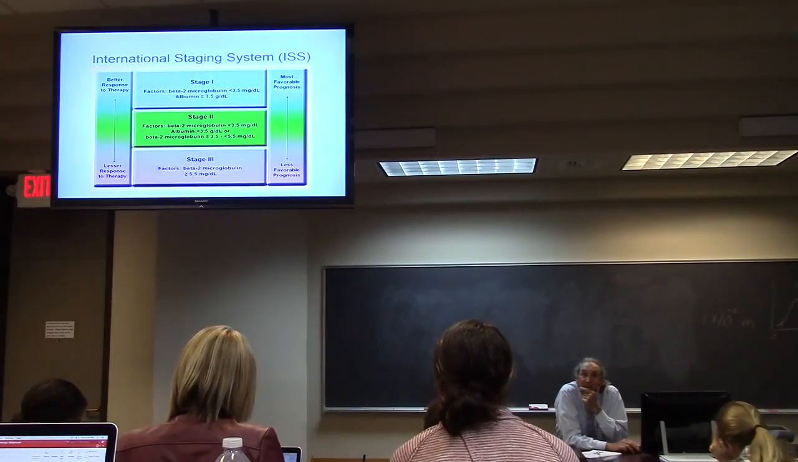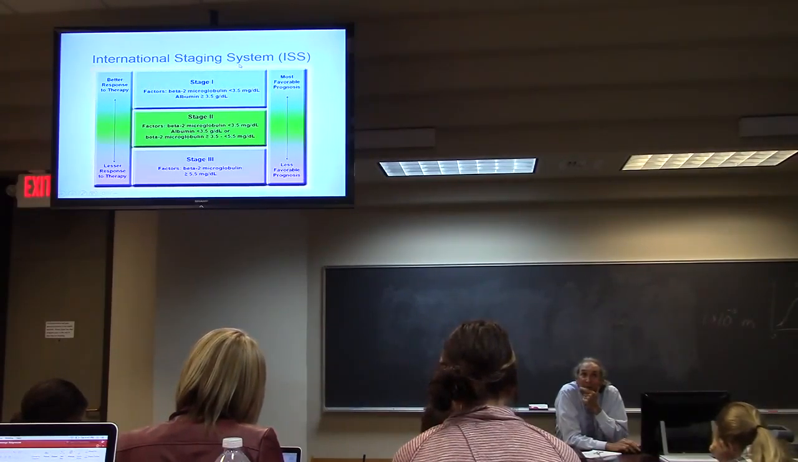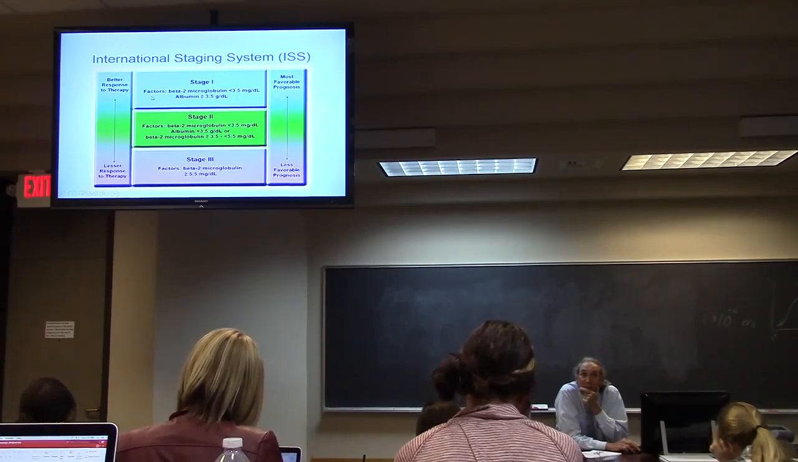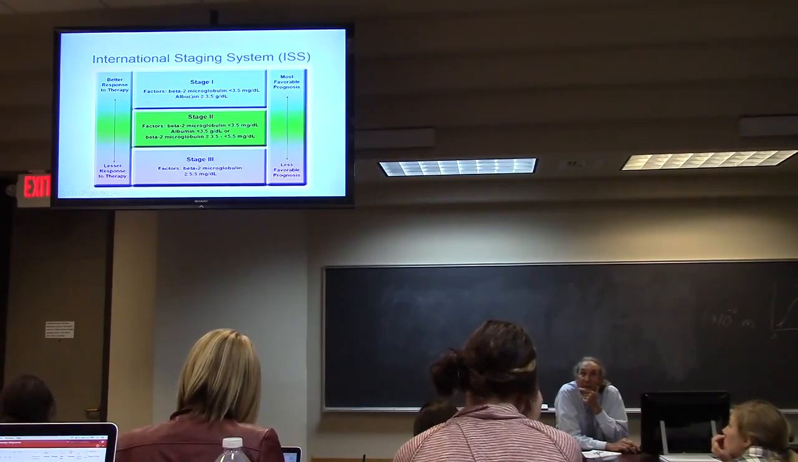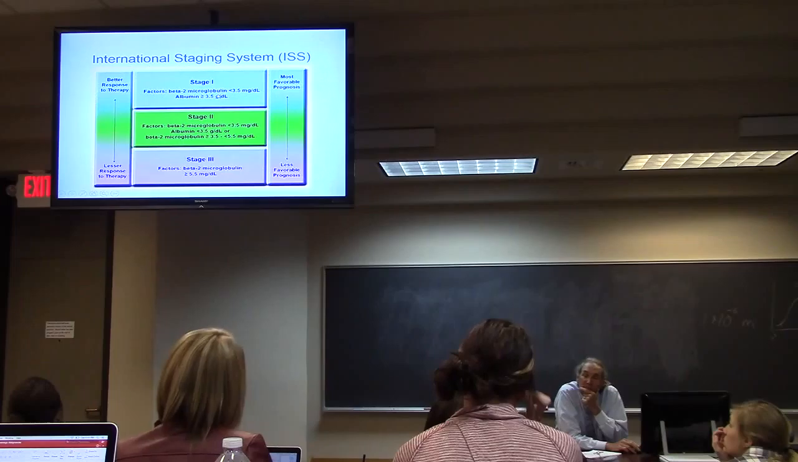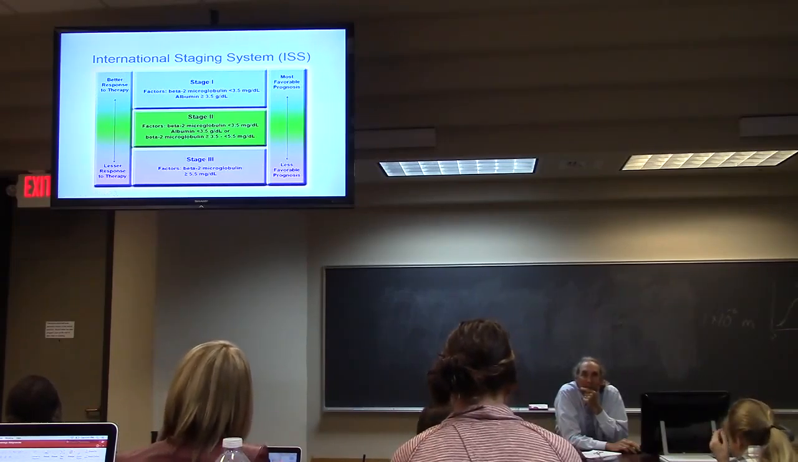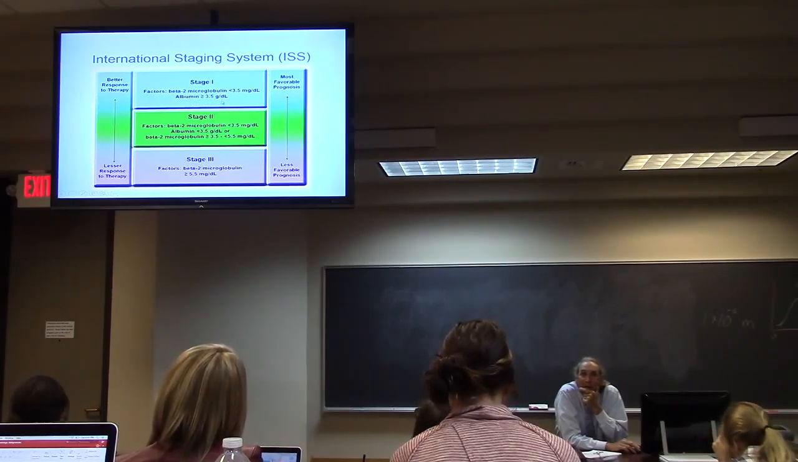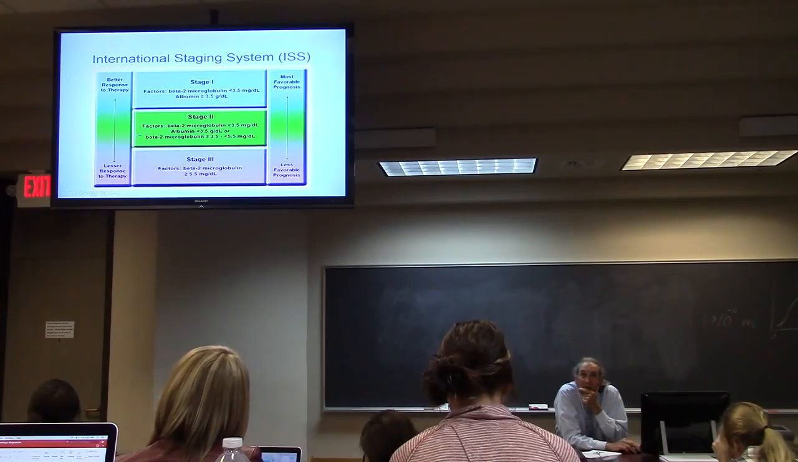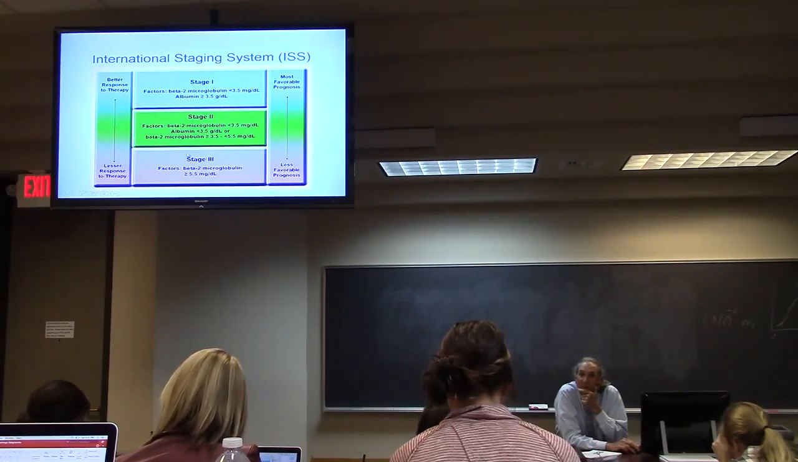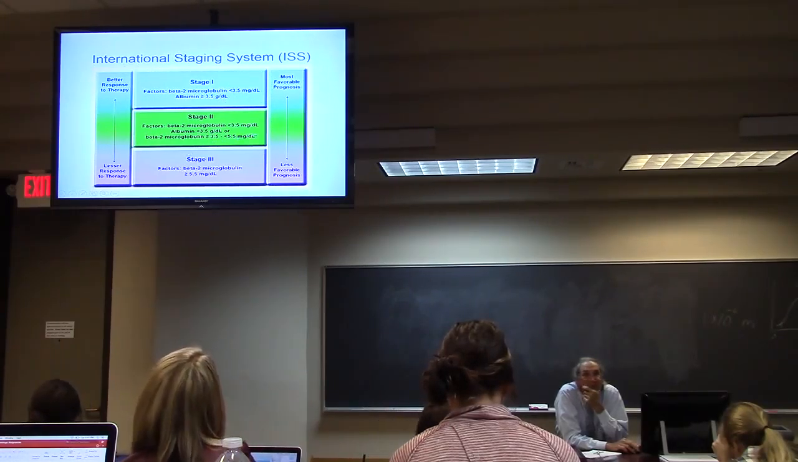A somewhat simpler scheme is the International Staging System, and this one depends upon beta-2 microglobulin, which is a protein that's made by myeloma, and the level of albumin in the blood. So see, it doesn't even really depend upon the size of the M protein.